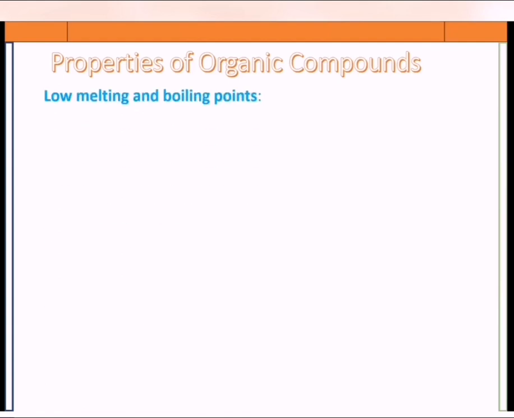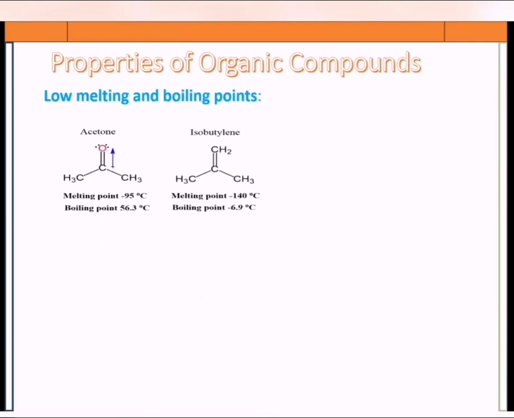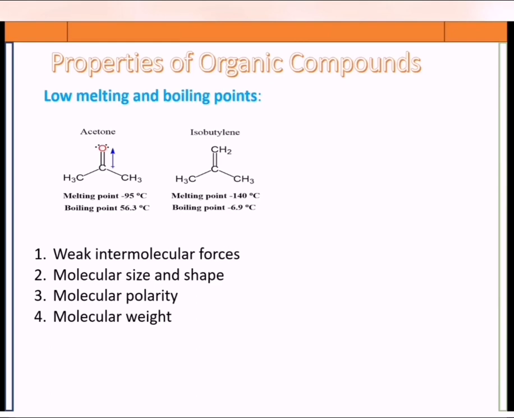Most organic compounds are volatile and most of them have low melting and boiling points. This is due to their weak intermolecular forces of attraction, which makes it easier for them to break apart into gas phase. There are several factors that contribute to low melting and boiling points. The first one is the weak intermolecular forces. Substances with low melting and boiling points often have weak intermolecular forces.